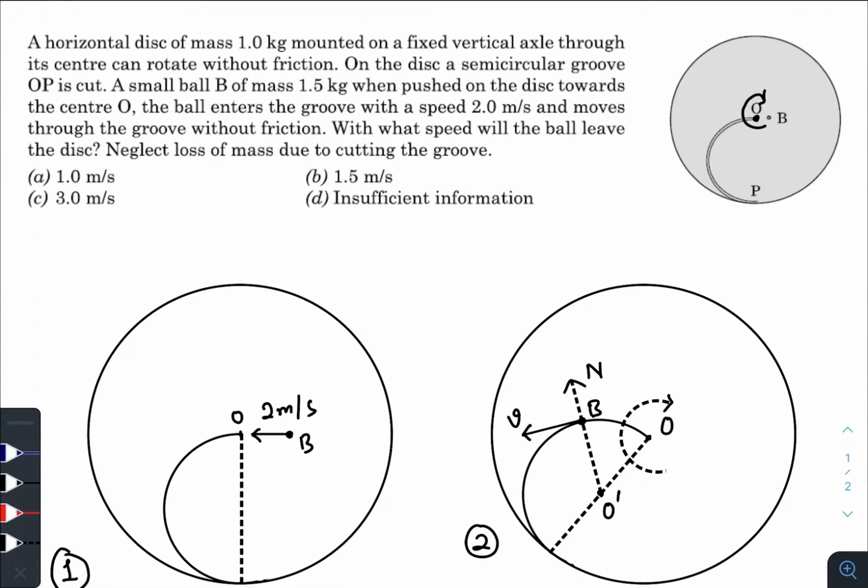In today's question, we have a horizontal disk of mass 1 kg mounted on a fixed vertical axle through its center, and it can rotate without friction. So the whole disk is mounted on an axle passing through O, so it can freely move with respect to this axis. A small ball B of mass 1.5 kg is pushed on the disk towards the center O. So this ball is pushed towards the groove. The ball enters the groove with a speed of 2 meters per second and moves through the groove without friction. With what speed will the ball leave the disc? Neglect loss of mass due to the groove. Which one of the four options is correct?